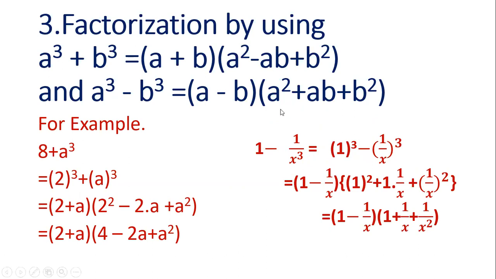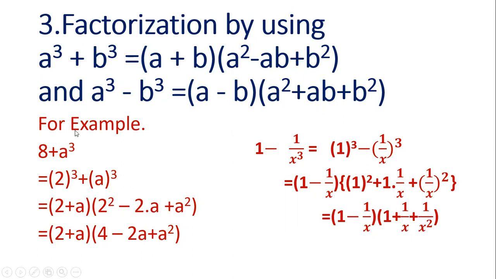And the third, you can see factorization by using the a cube plus b cube formula. A cube plus b cube is equal to a plus b, a square minus ab plus b square. And a cube minus b cube is equal to a minus b, a square plus ab plus b square. So whether it is given in plus form or minus, you have to look after it.